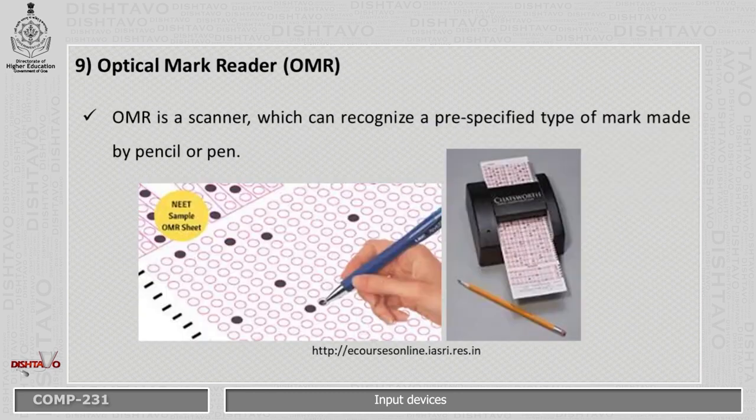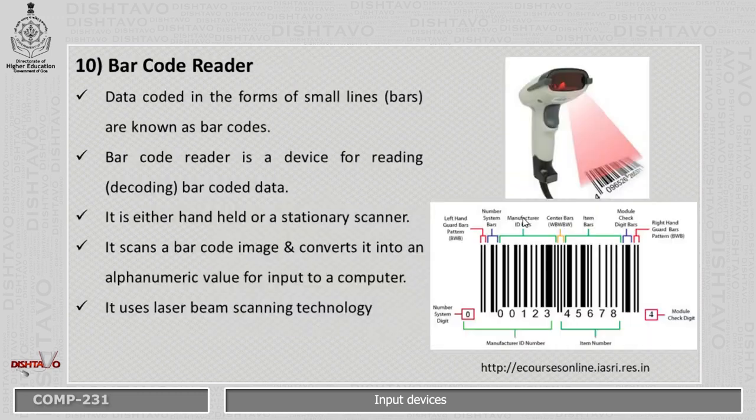Next is the optical mark reader. It is called OMR. Most of the competitive exams use this kind of technology to take their exam. The OMR scanner can recognize a pre-specified type of mark made by pencil or pen. As shown in this photograph, whenever someone marks this circle, it will be read by this OMR scanner and the score will be calculated accordingly.